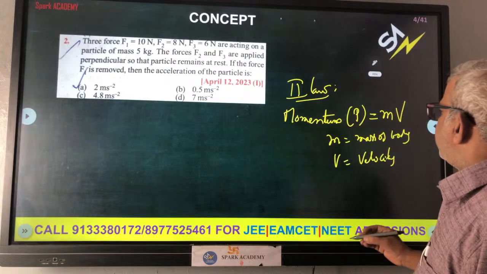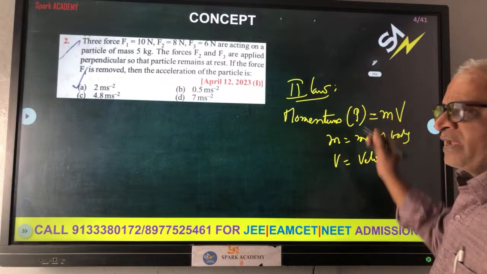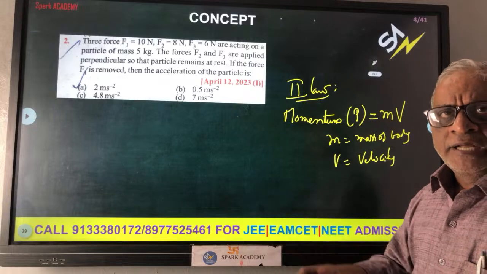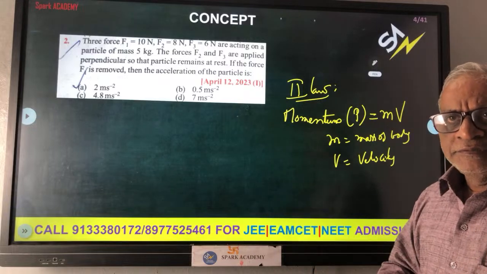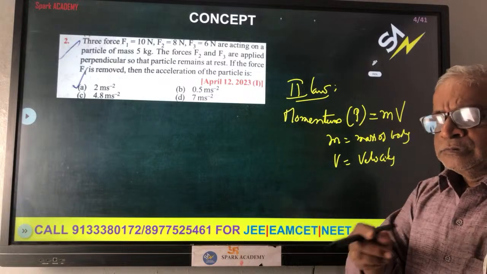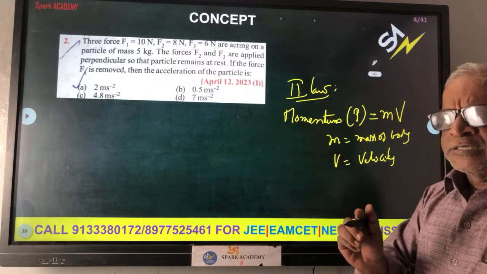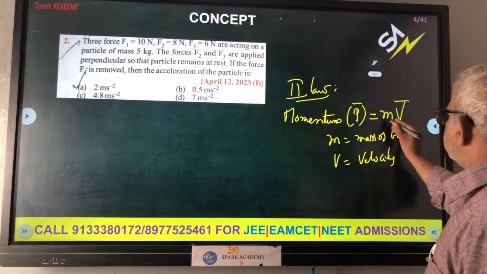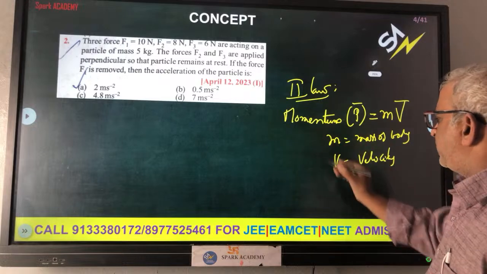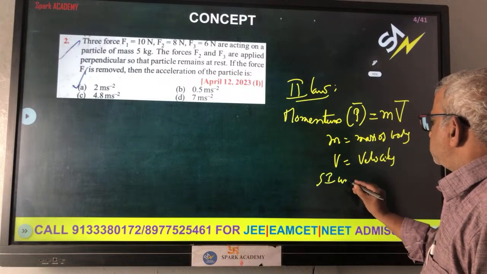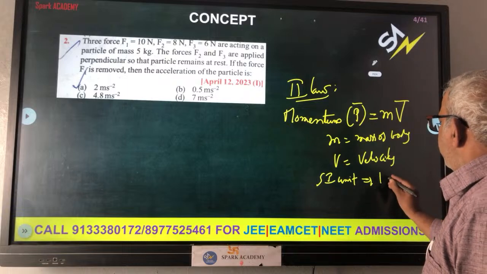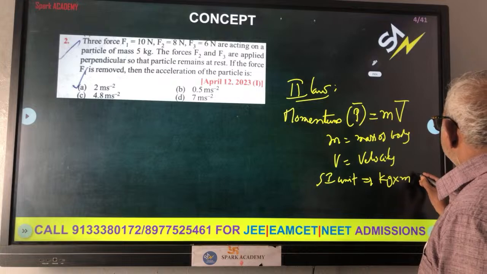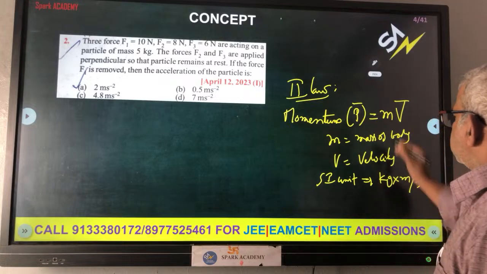Momentum is a vector, so you have to know the vector notation. Sometimes some problems will be done in vector notation, if it is two-dimensional motion. For one-dimensional motion, same direction, opposite direction, you can take algebraic signs. Momentum is a vector: m is a scalar, mass is a scalar, velocity is a vector. So momentum is a vector. The SI unit is kg meter per second, kg into meter by second. This is the SI unit of momentum.